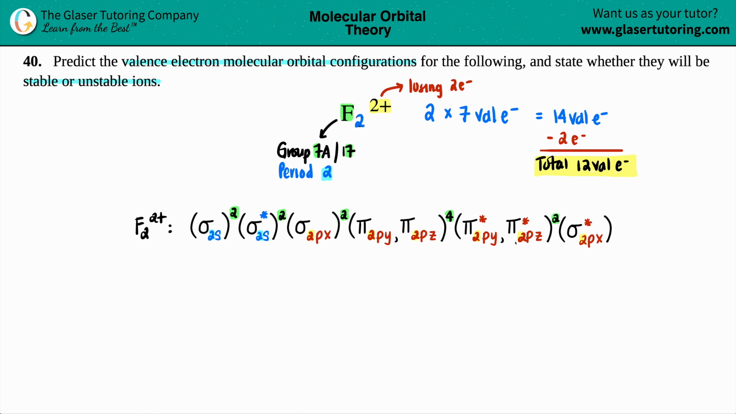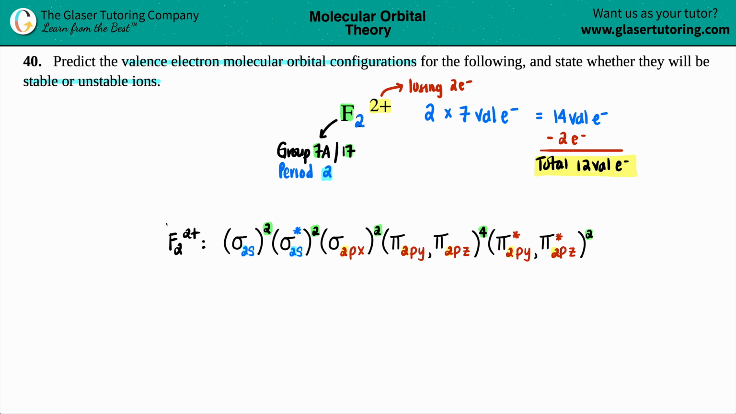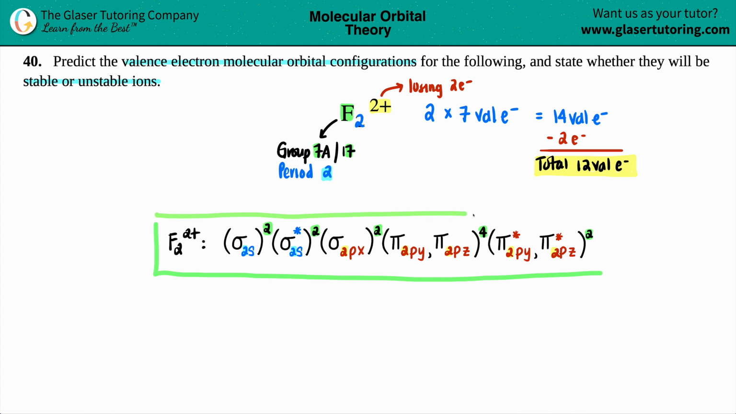And now, standard notation is you only write your electron configuration up until the last electron is dropped. So technically, since there are no electrons in your sigma 2px antibonding orbital, that goes bye-bye. You don't have to write it. But I just like to show it there just in case, for learning purposes. But on a quiz or a test, if they're asking you for this, you just get rid of that part. So this is your valence electron molecular orbital configuration.